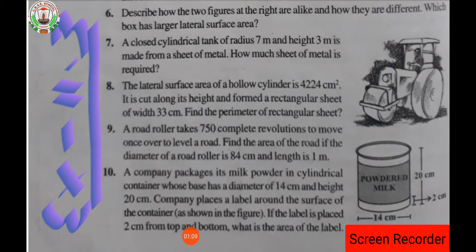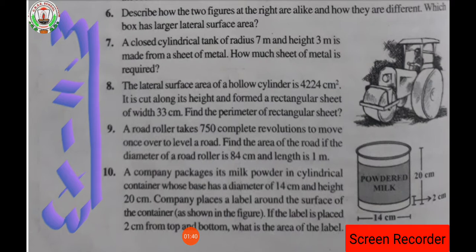Then in the seventh question, a closed cylindrical tank is given whose radius is 7 meters and height is 3 meters. That cylindrical tank is made of a sheet of metal. How much metal sheet is required to make that cylindrical tank of radius 7 meters and height 3 meters? This is the question.